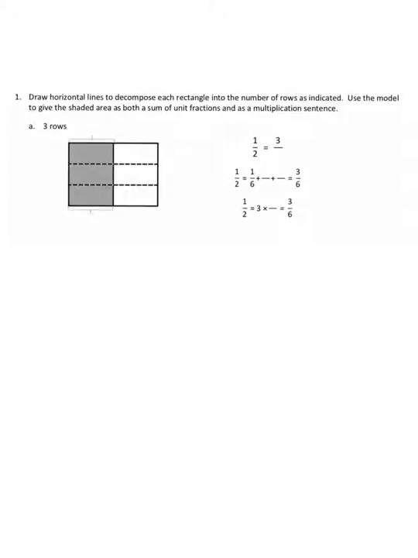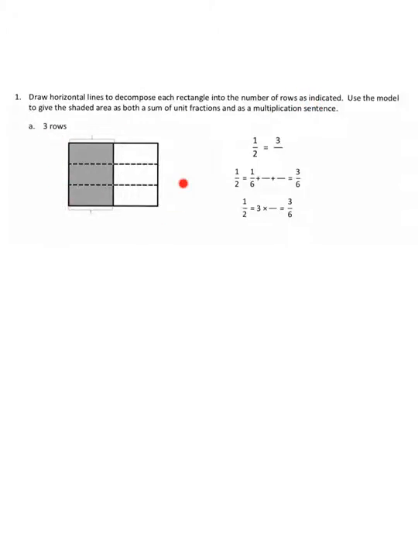Our next problem this evening is going to be: draw horizontal lines to decompose each rectangle into the number of rows as indicated. Use the model to give the shaded area both as a sum of unit fractions and as a multiplication sentence. So here they have done it for you as an example. And over here, these are the 3 rows.